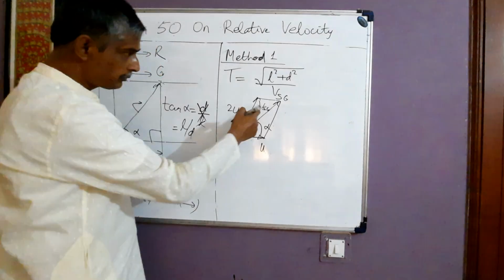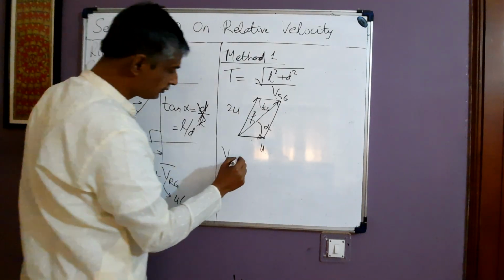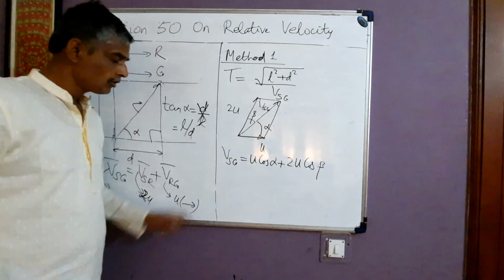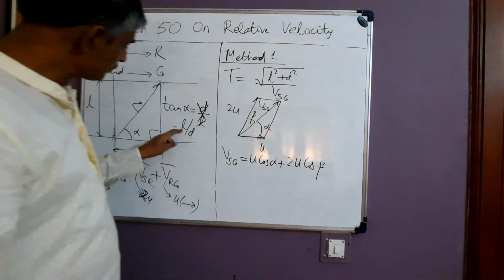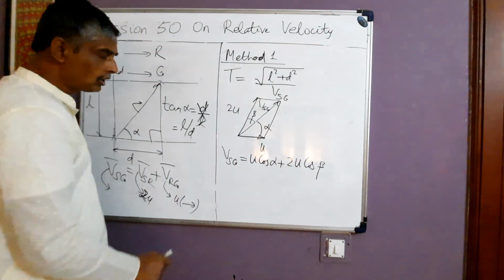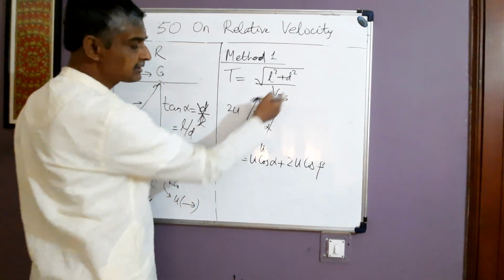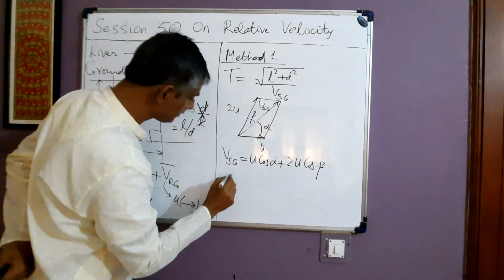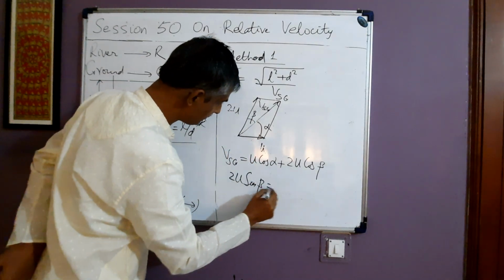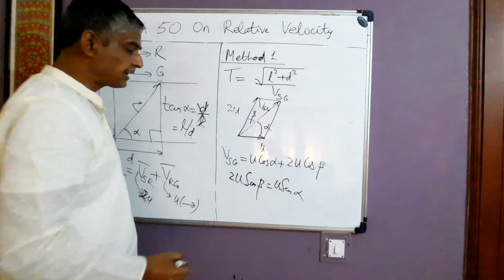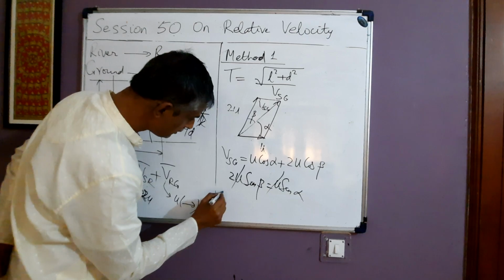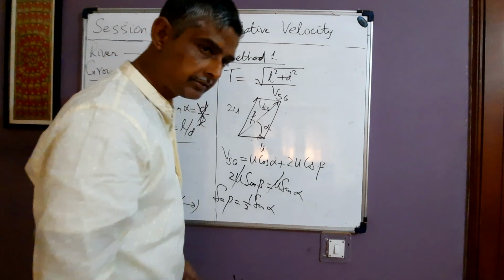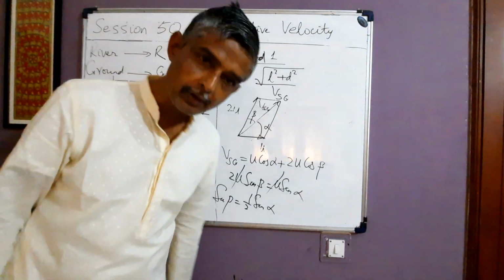As discussed in the previous videos, VSG will be equal to U cos alpha plus 2U cos beta. Now to find VSG, we must know alpha and beta, but alpha is known. Tan alpha is L by D, so cos alpha can be found out. Now we only have to know beta. The resultant of these two is in this direction. In the direction normal to VSG, the components of these two vectors will cancel each other. 2U sin beta is equal to U sin alpha. 2 and U cancel out. So sin beta is half sin alpha.